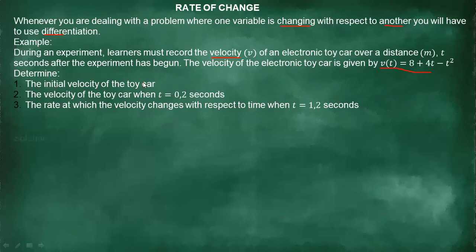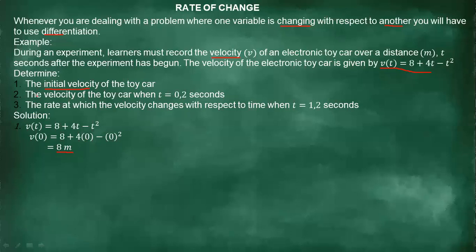Let's see how we calculate for that. You write the given equation and substitute with 0, because when they talk about initial velocity, the car has not yet started, so the time is 0 there. That is how you do it, and the answer is going to give us 8 meters.